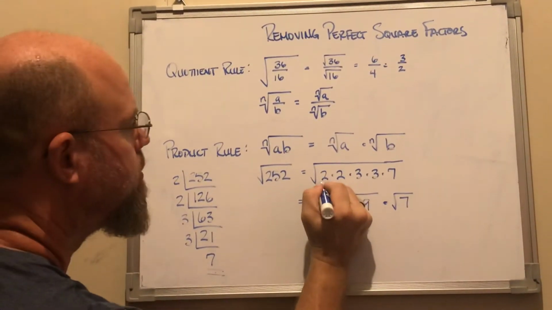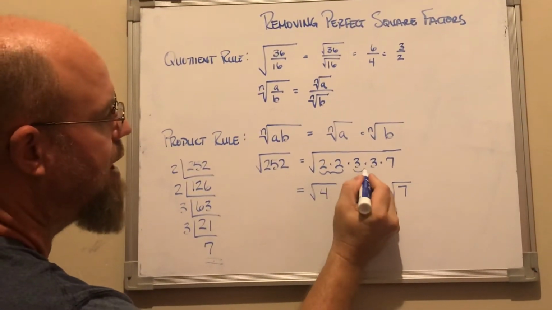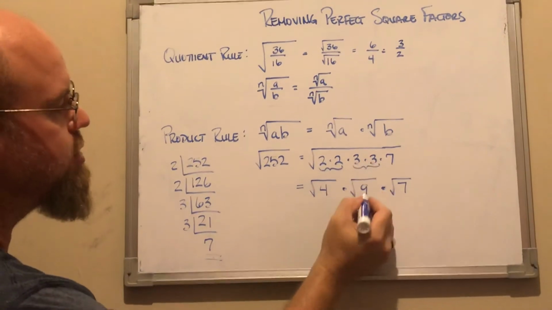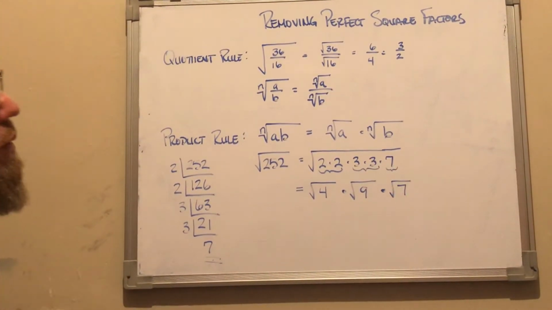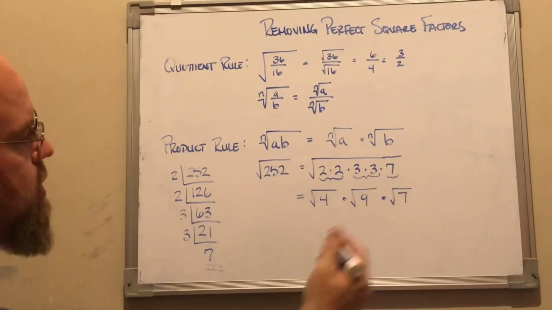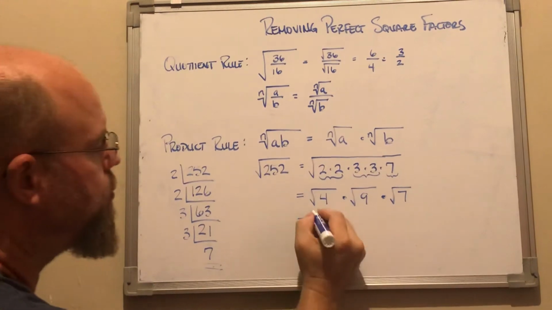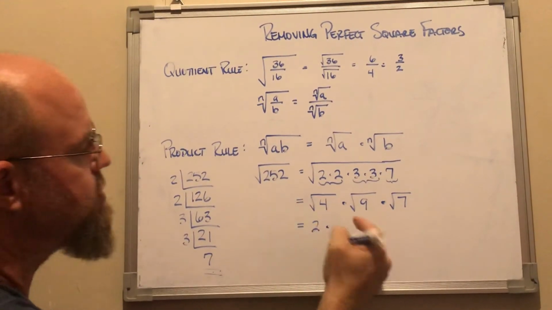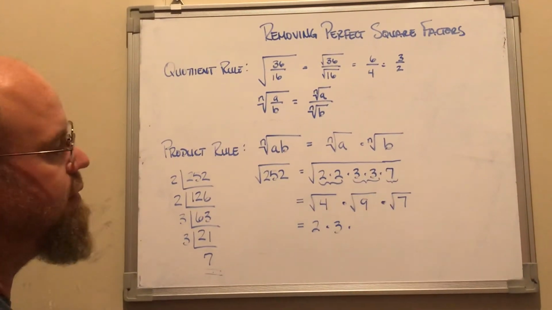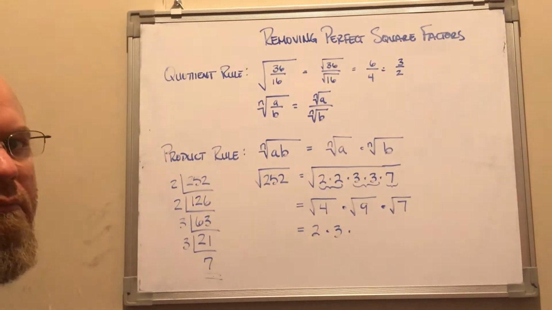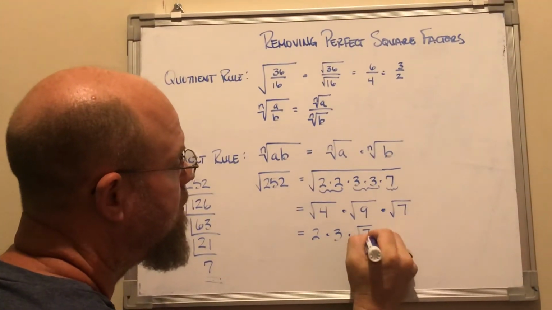2 times 2 is 2 squared, which is 4. 3 times 3 is 3 squared, which is 9. And then 7 is just square root of 7. So then we can go ahead and get the square roots of each one of these. So the square root of 4 is 2 times the square root of 9 is 3 times square root of 7. I have no idea what that is, and I don't really care, so I'm just going to leave it as square root of 7.